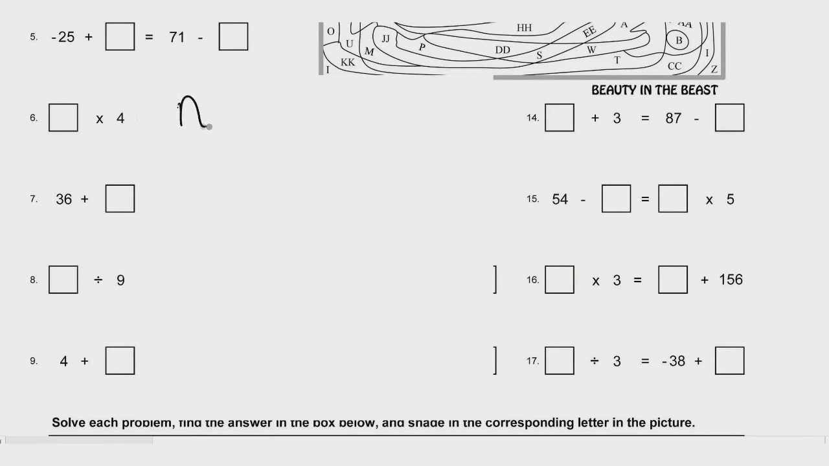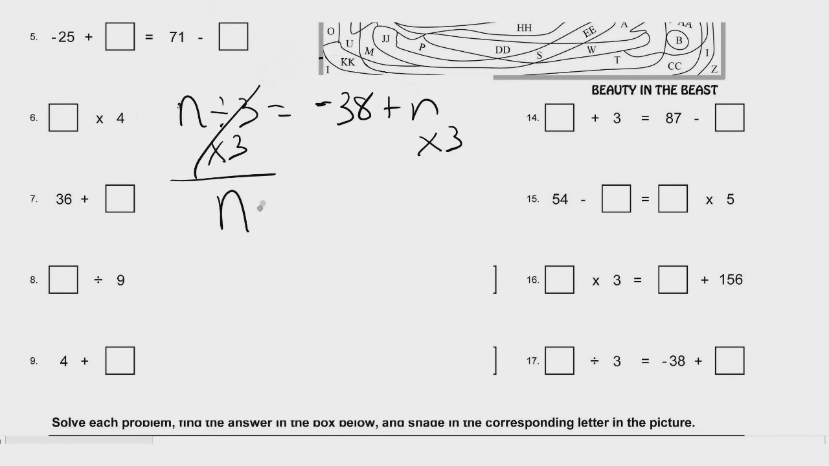An empty box, which is going to be n divided by 3, equals a negative 38 plus an empty box, which is n. Ooh, wow, this is a little scary. What I would do is multiply by 3 on both sides. Cancel, we get n. Now over here, since we sent over a multiplication, multiplying by 3, we have to multiply everybody by 3. So 3 times 38 is 3 times 8 is 24, carry the 2, 3 times 3 is 9, gives us 114. Don't forget the negative. There's a negative there, right there. See it right there? And then plus 3n.